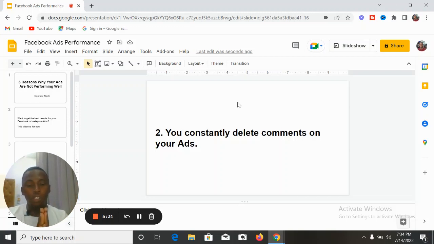Stop deleting all these comments. Even if you're going to delete, not much, right? But the best thing is to hide the comments. Hide hurtful comments. Hide hateful comments. Hide comments that does not relate to what you are doing. Hide comments that you don't like, or you don't want to be on your adverts. Instead of deleting it, hide it. Okay? Let's go to the next one.